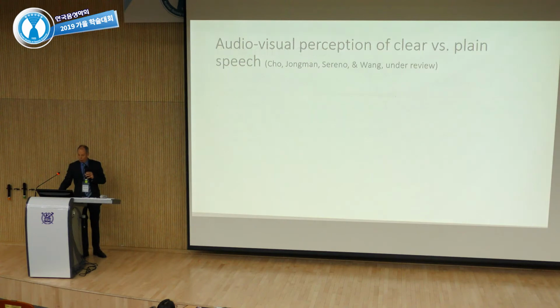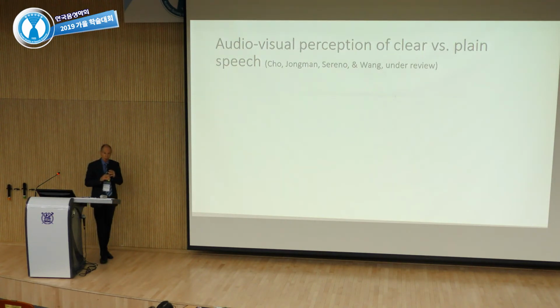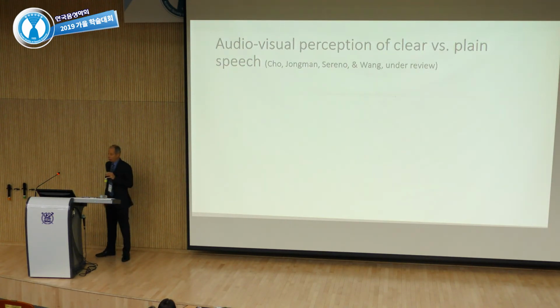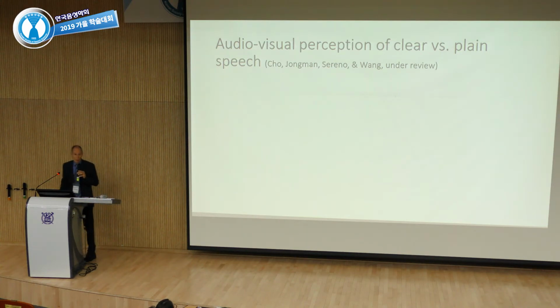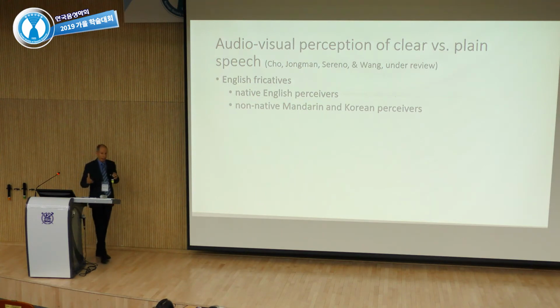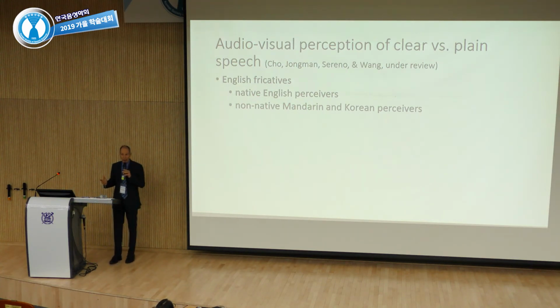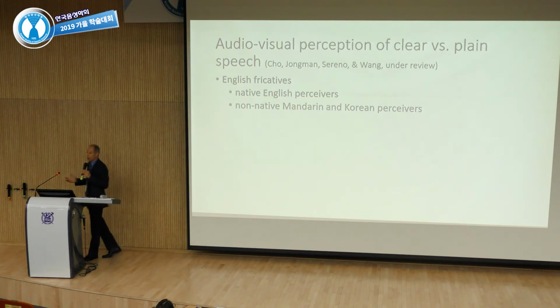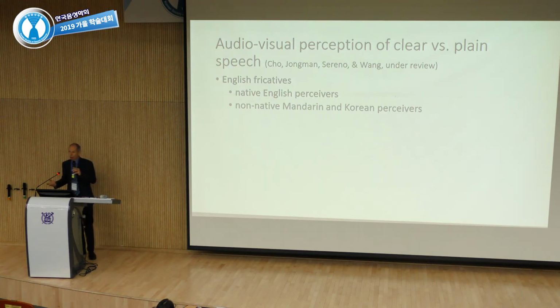Okay. So this is a study that we did with Sylvia Cho. She's a graduate student at Simon Fraser University, working there with Yue Wang, who's on the faculty there, and then also with my colleague Joan Serino, who is here in the audience. And our target is, again, English fricatives produced by native speakers of English, but now we're looking at native English perceivers, and we're looking at two groups of non-native perceivers, Mandarin perceivers and Korean perceivers. And these groups were, of course, not picked at random, but they were picked because of their particular fricative inventories.